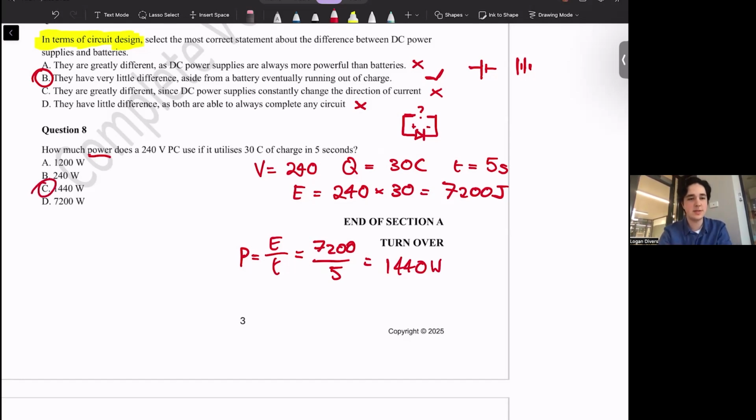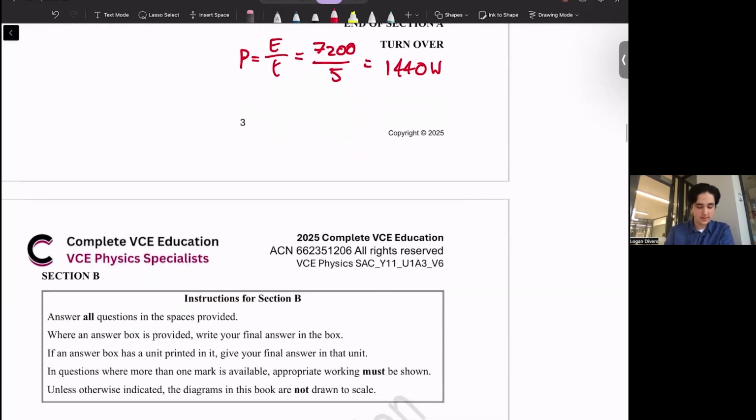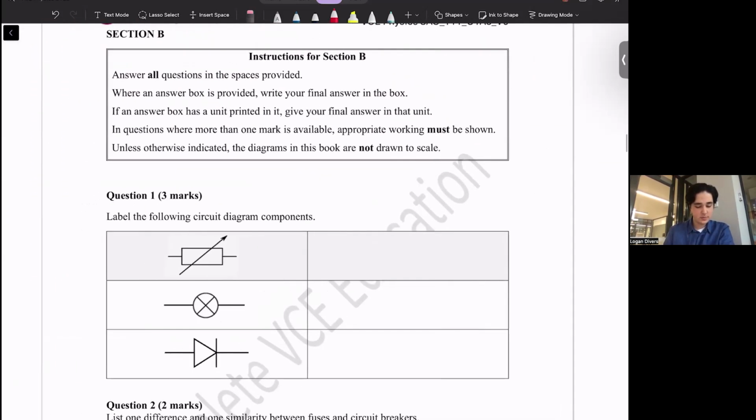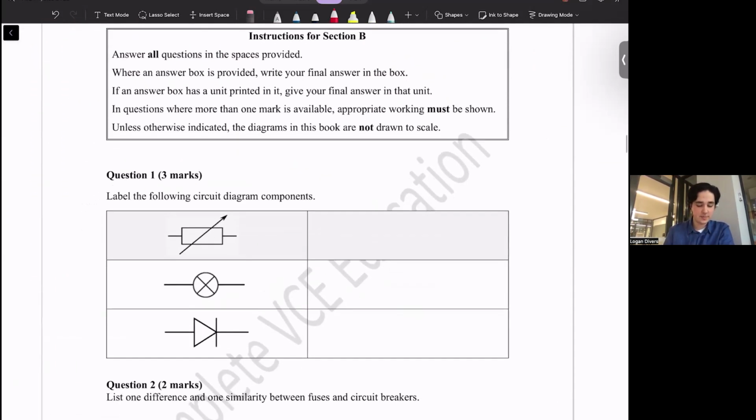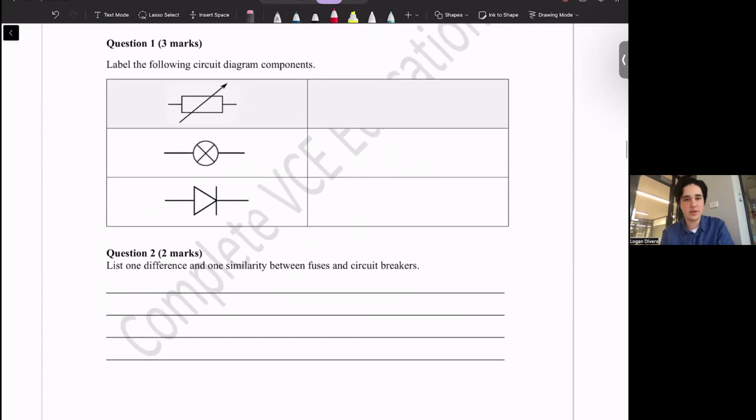That's the multiple choice done. So we'll start with the short answer now. Section B. Start with a pretty simple question. Label the following circuit diagram components.